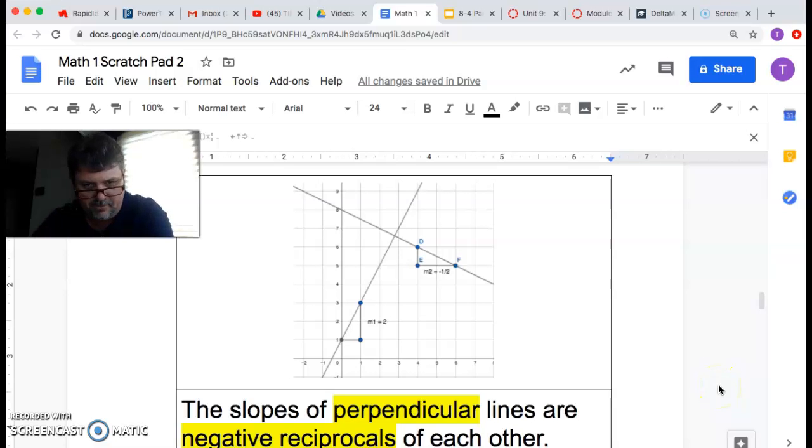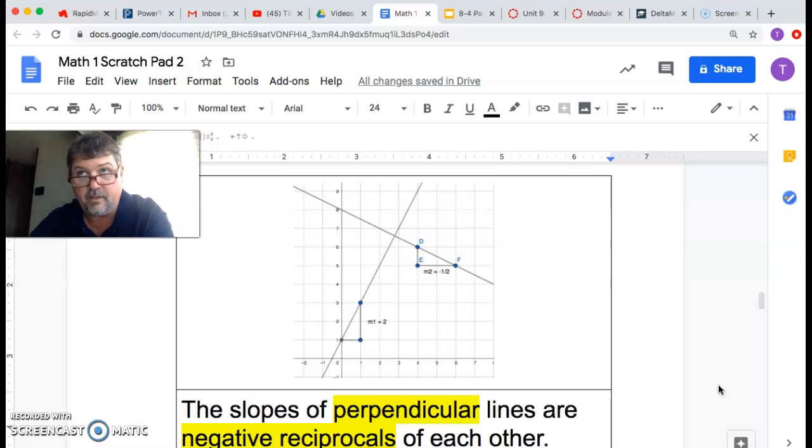Hey everybody, welcome to the little piece on perpendicular lines. Now this isn't going to be comprehensive. Like I said, we're going to use this stuff a lot more later. But for now, we're really talking about writing equations of these lines and taking a look at their slopes.